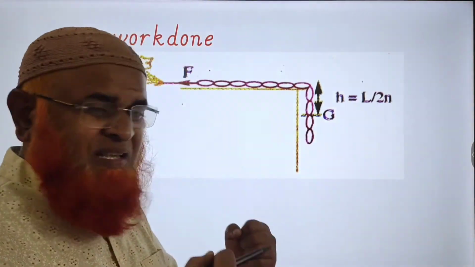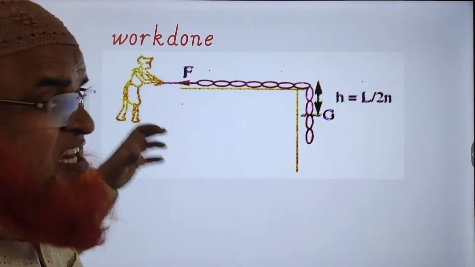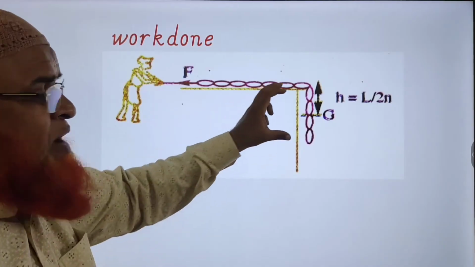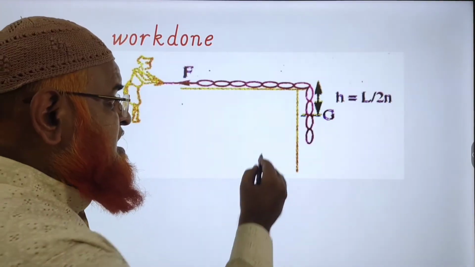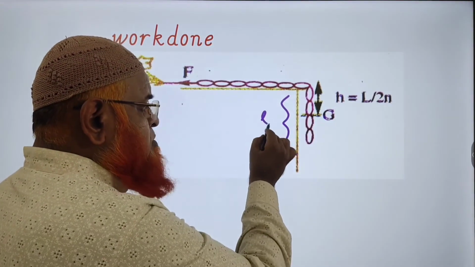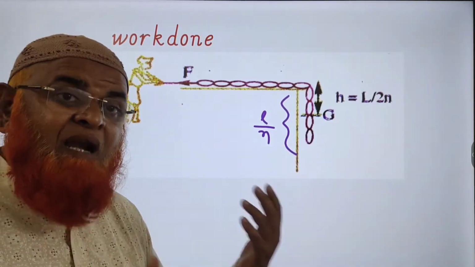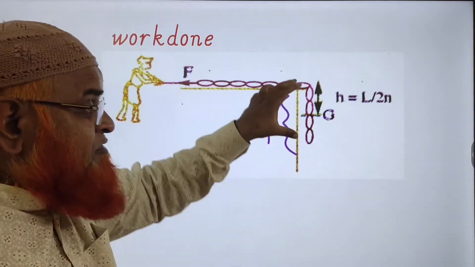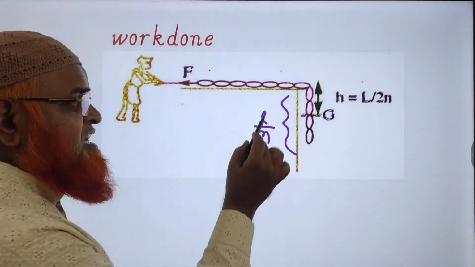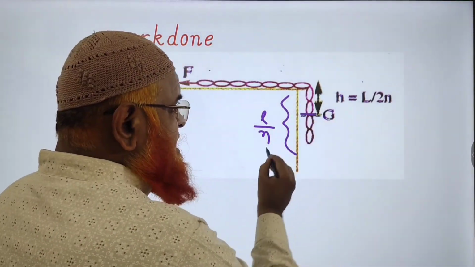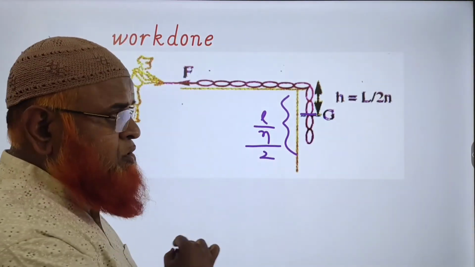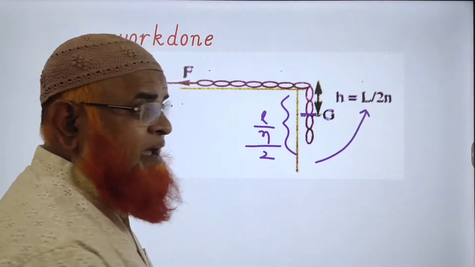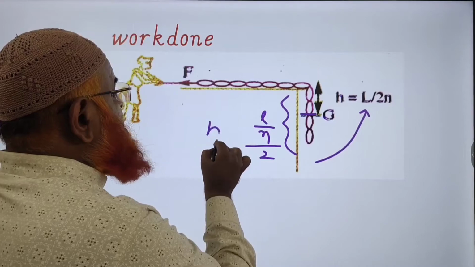Dear students, what is the work done in pulling the chain completely onto the table when L by nth part of the chain is hanging? L by nth part of the chain is hanging, but you have to consider the center of mass of that hanging part. The center of mass of this hanging part is in the middle, so you have to divide by 2, then it is going to become L by 2n, and this is going to become h here.